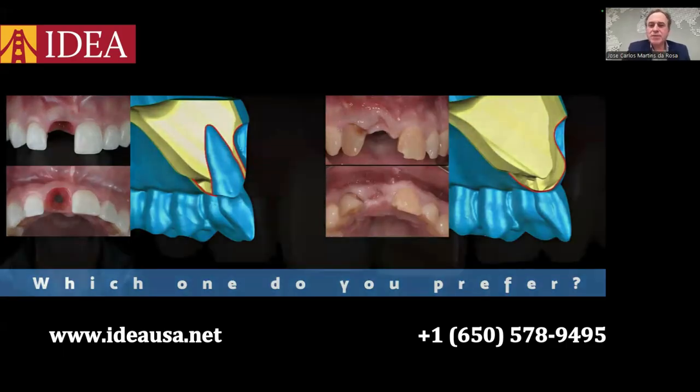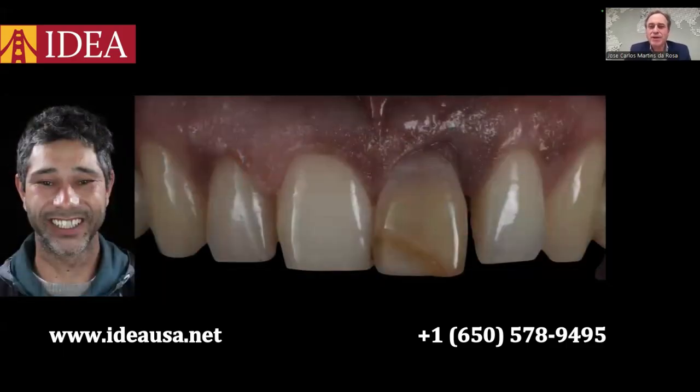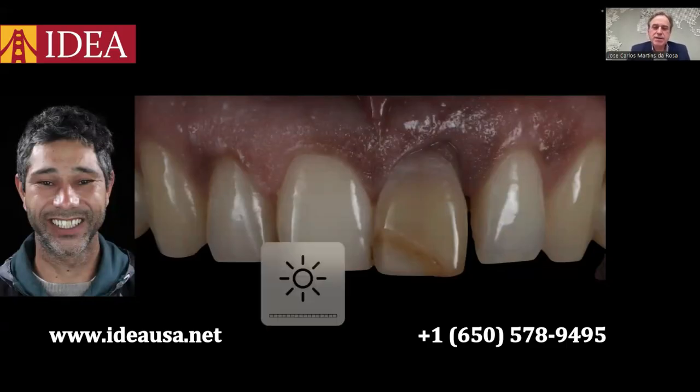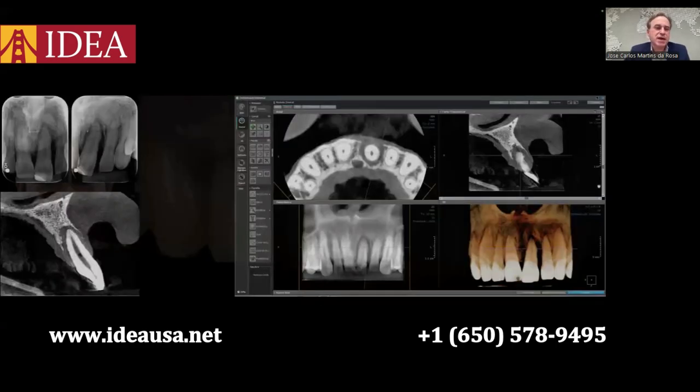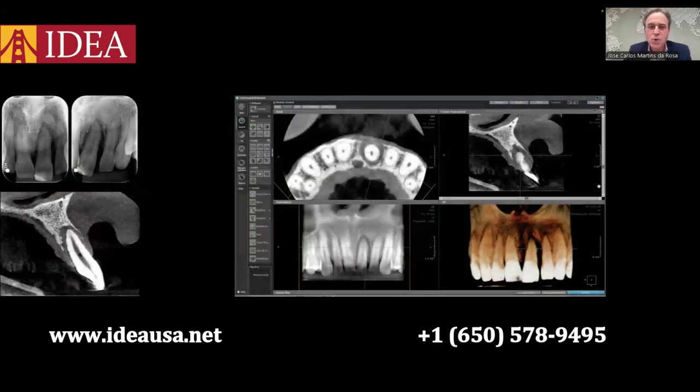Let's evaluate, as a kind of warm up in our presentation today, this very challenging clinical case. You see that the upper left central incisor is condemned to be extracted. I'm going to introduce this case. The patient completely lost the buccal wall, the palatal wall, and the crestal bone ridge between the central and the lateral incisor on the left side.